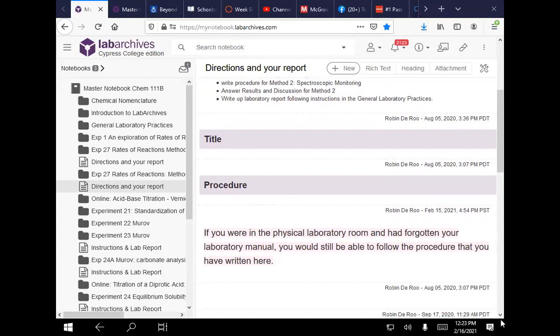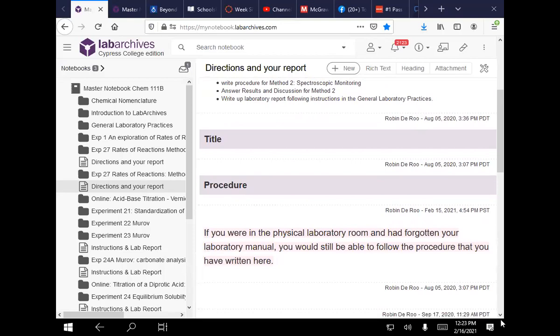Okay, the procedure. The idea of the procedure is if you were in the lab room and you forgot your lab manual, you would still be able to do the procedure. So these are the instructions for the procedure. Some students were very thorough, and some students you would not have been able to follow the procedure. So we want to make sure that everyone gets all the points. It can be bullet points. It doesn't have to be good grammar.